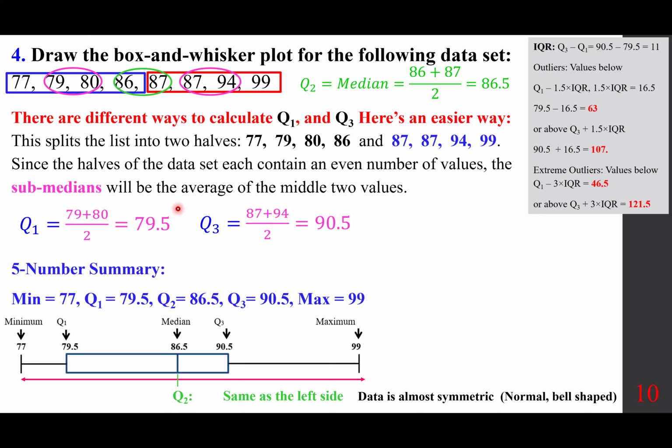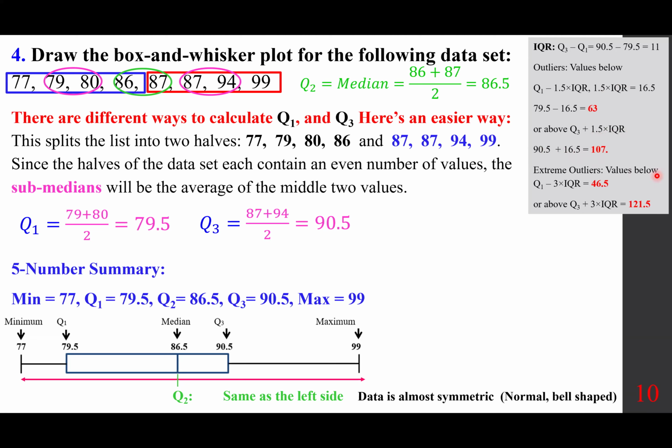Now, just in case, if we were to find IQR, it is Q sub 3 minus Q sub 1, we have the values, which is 11. And Q sub 1, 79.5, minus 1.5 times IQR. Now 1.5 times 11 gives you 16.5. That gives us 63. So a value below this number is an outlier, or Q sub 3 plus 1.5 times IQR, that means 90.5 plus 16.5, 107.